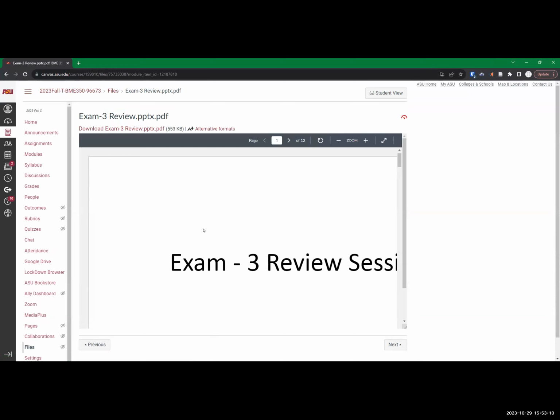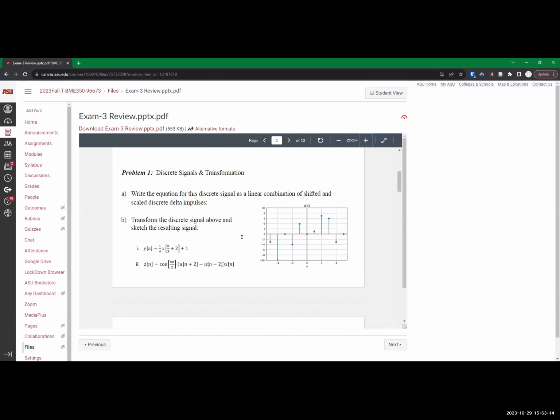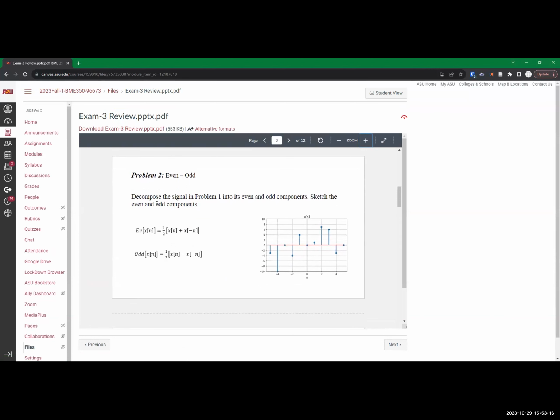So I will be doing number 2, which is taking the same x of n as in the first problem and decomposing it into its even and odd components and also sketching them. And for this question, I'll be using a whiteboard.